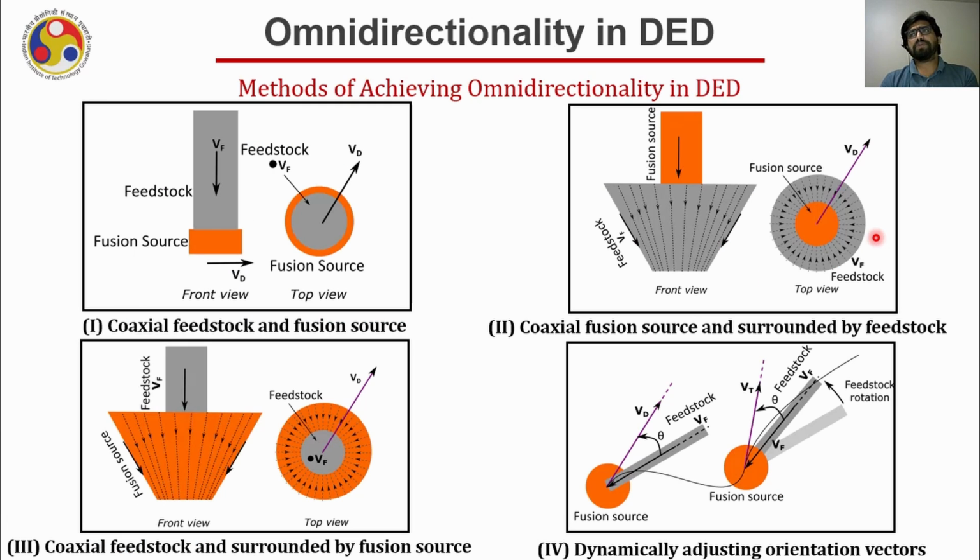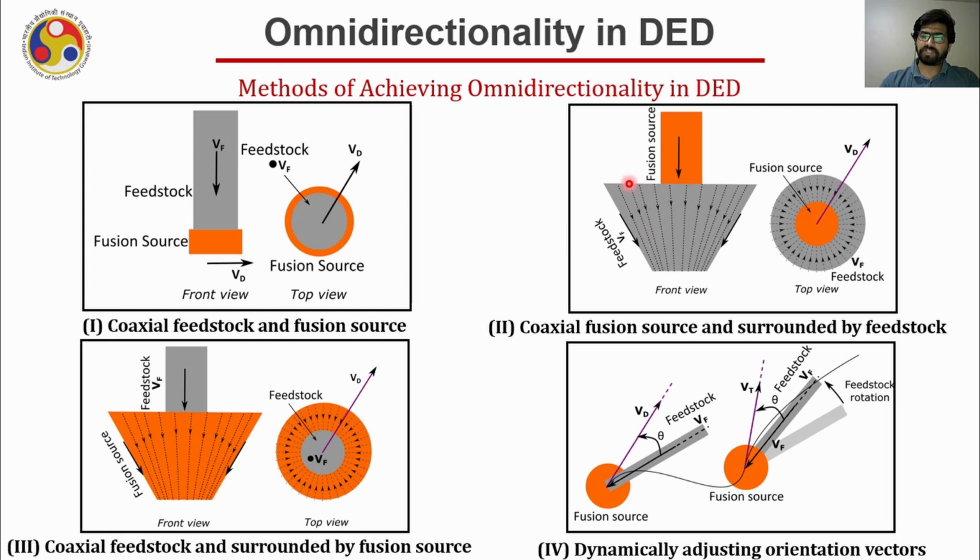So to achieve omnidirectionality in such additive manufacturing processes, particularly for DED based processes, four methods are typically identified. The first is called coaxial feedstock and fusion source. So somehow if we have our wire feedstock or material feedstock parallel to the fusion source, and then they both are perpendicular to VD, the direction of travel, then definitely these three orientation vectors will be consistent throughout the process and the process will become omnidirectional.